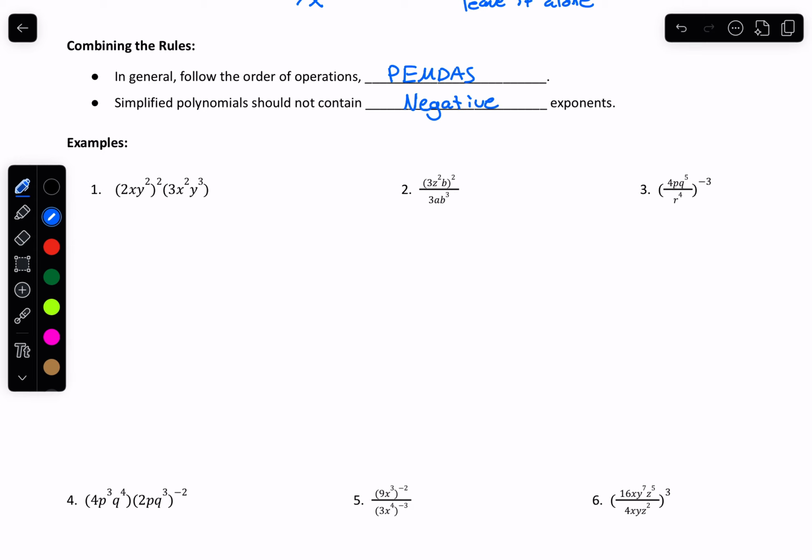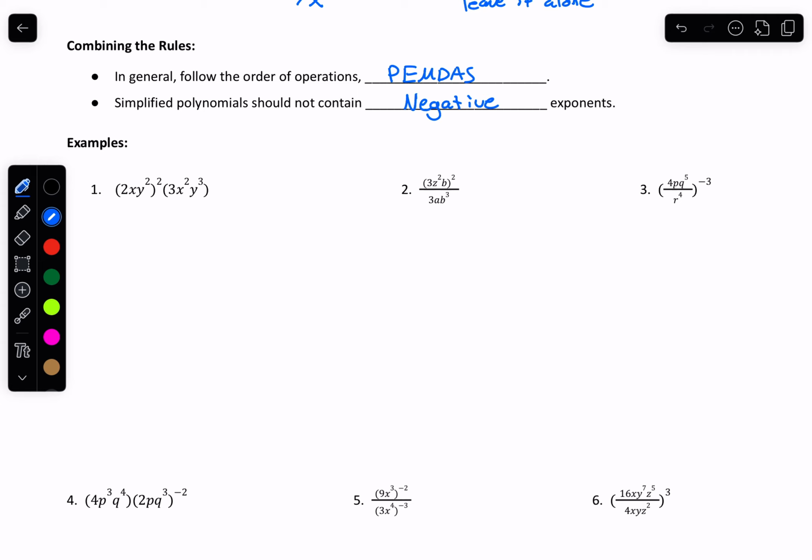So I mentioned this earlier when I showed you different ways we could end up with negative exponents, but it's very important that when we get to the end of all our expressions, we make sure nothing is negative in the exponent category. All right, so if we get a negative exponent in the middle of the problem, that's okay. We just have to use the rule of negative exponents to rewrite it. All right, so now let's go ahead and solve these.